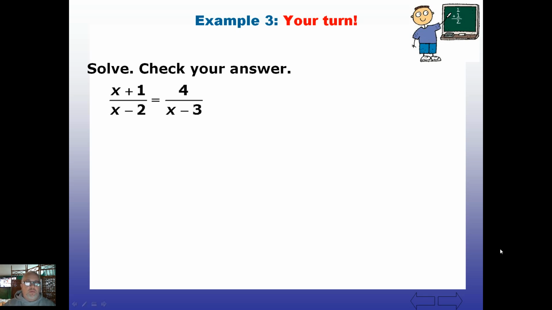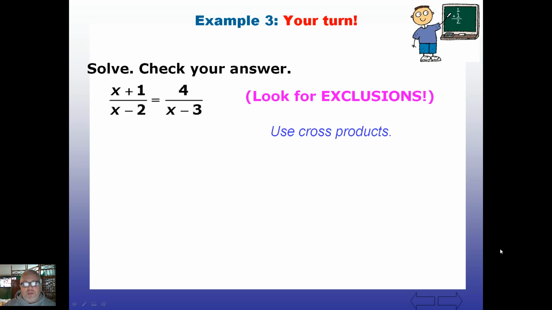All right then, so here we're back. Did you cross multiply? It looks like we're going to have a binomial times a binomial. We're going to have a distributive property. We're going to be looking for exclusions. You can almost look right now and tell what numbers to watch out for later. But don't be confused by that. Just look at the end if you need to.